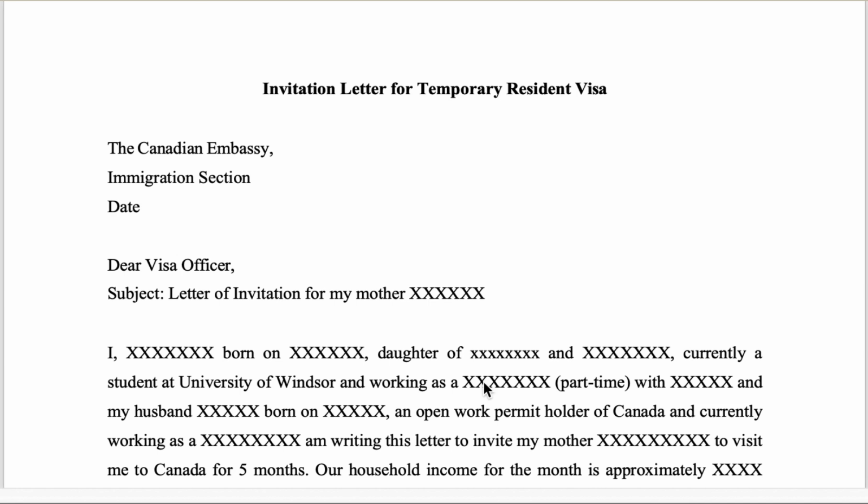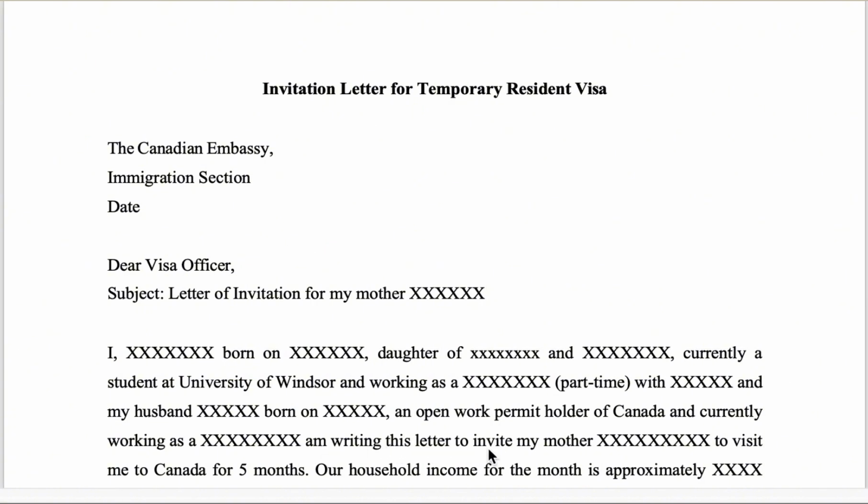If you are working over here, we know that as a student you can only work part-time, you cannot do any full-time work. So your designation, in brackets I have written part-time, with your company's name, so your employer's name, and my husband. I have come here as a student and my husband on an open work permit. So my husband's name, born on his date of birth, and open work permit holder of Canada, and currently working as his designation, and where he is working, so his designation and his employer's name.